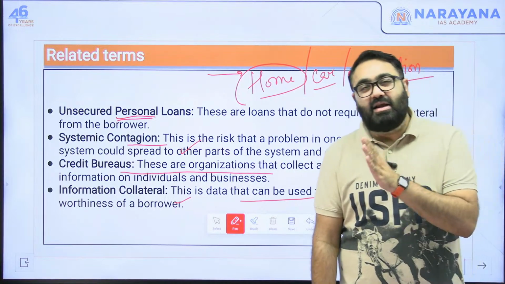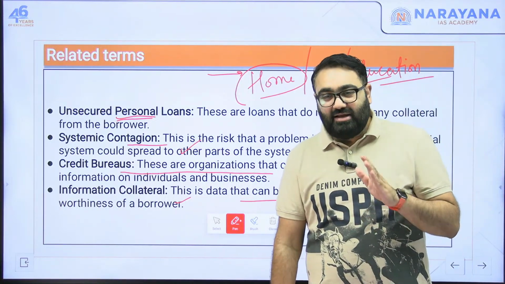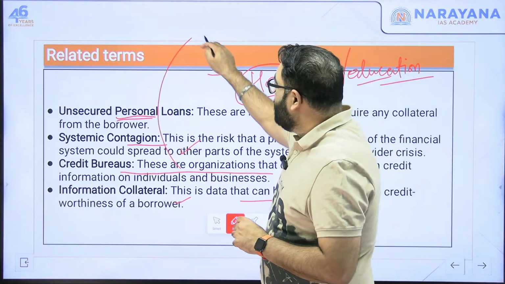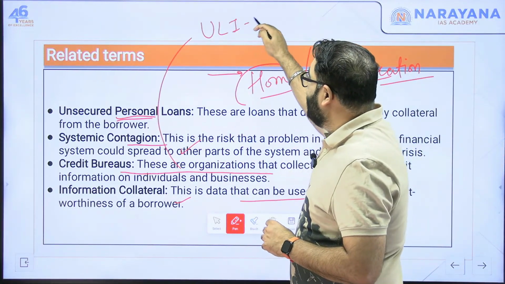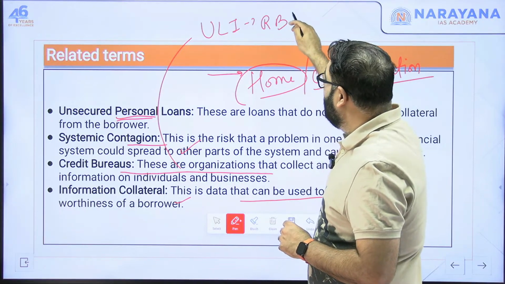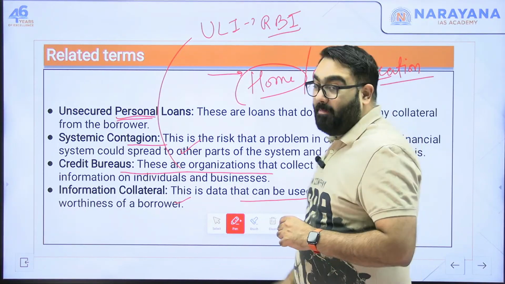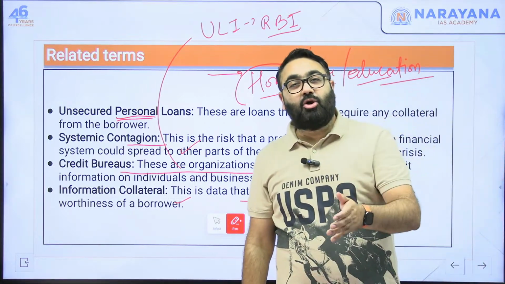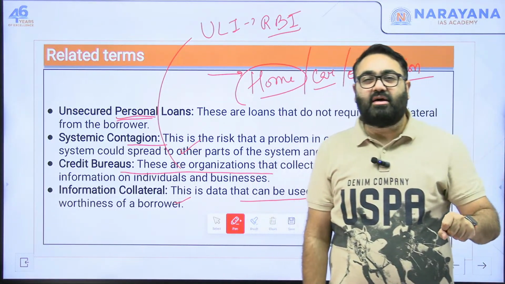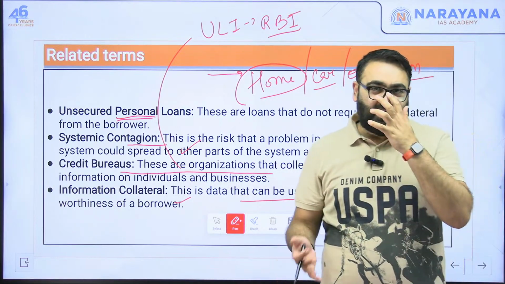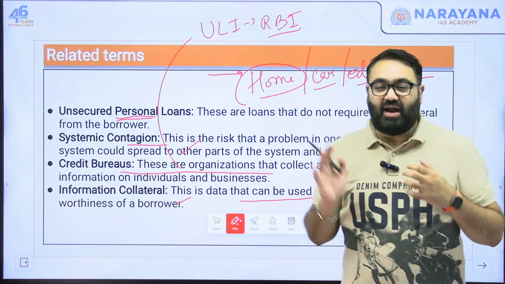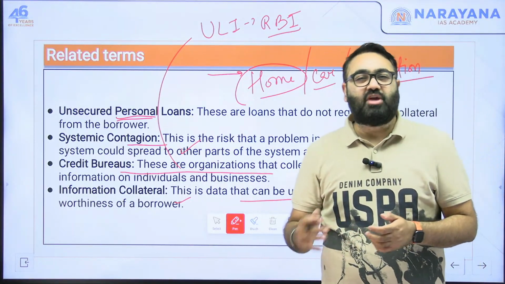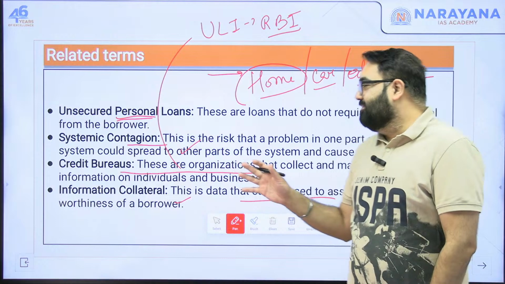I highly recommend, if you did not attend yesterday's class, do watch that. Specifically, we discussed yesterday a topic called Unified Lending Interface that has been started by RBI. One single digital platform where, let's say, agriculturists and MSMEs can apply for a loan. There will be multiple banks listed there. All the information and data exchange can happen on that one single platform. They can get all the information and make a decision whether they want to give out the loan or not.